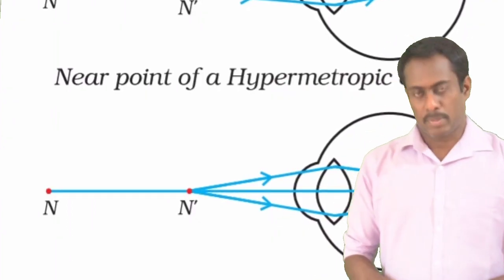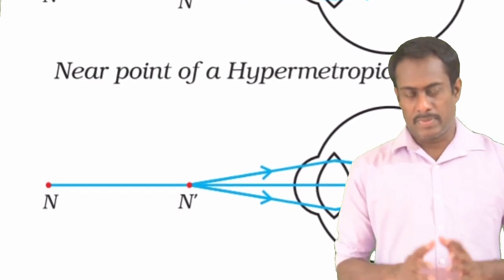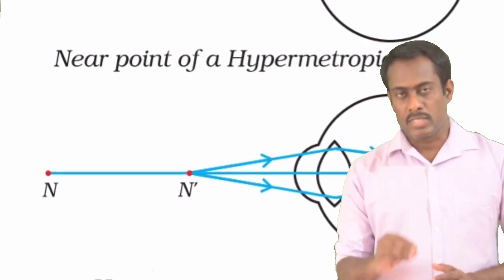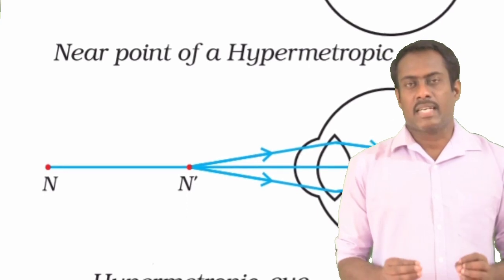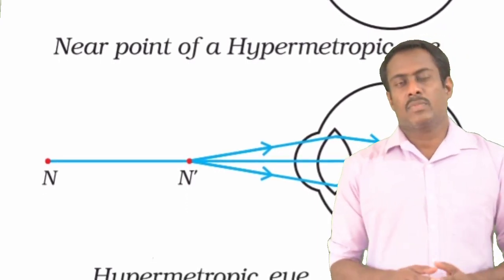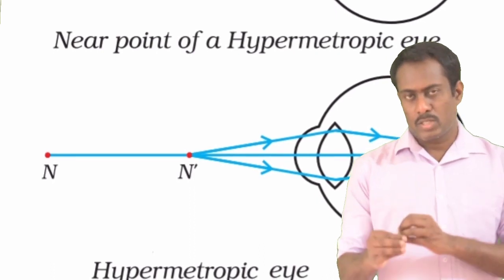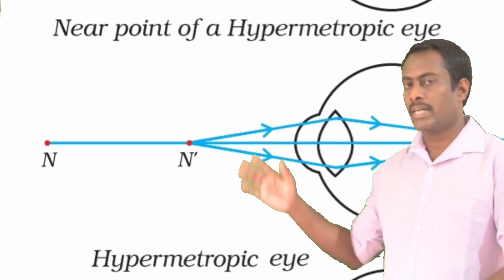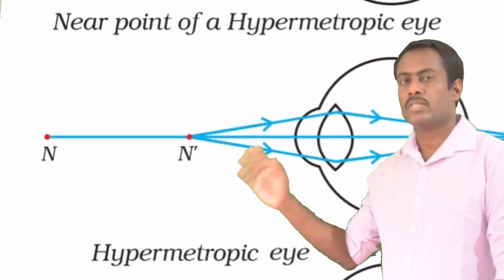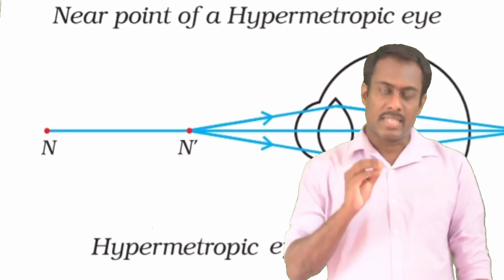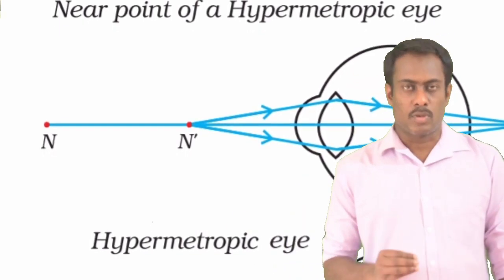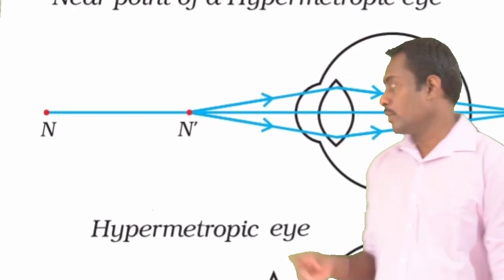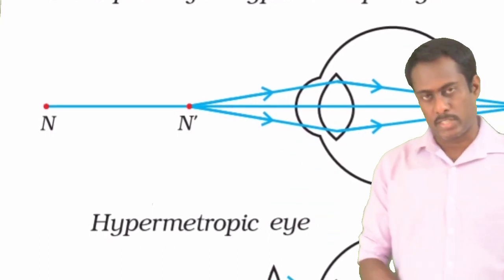The next condition is hypermetropia. A person with this defect can see far away objects clearly but cannot see nearby objects. This arises because light rays from close objects focus on a point behind the retina, and since the image is formed behind the retina, the person cannot see the object clearly. This arises because the eyeball becomes too small or the focal length of the eye lens becomes too long, and this can be corrected by using a convex lens.